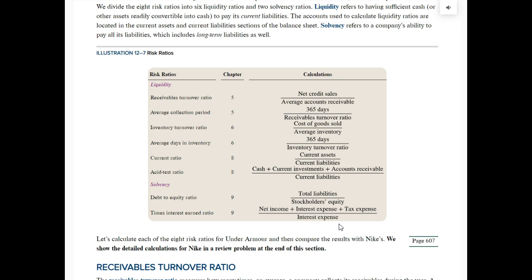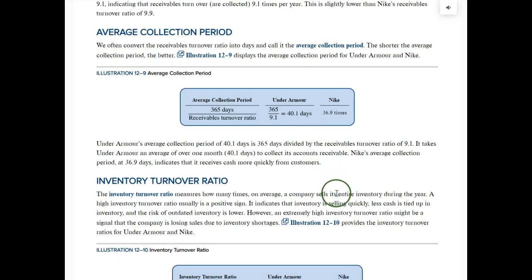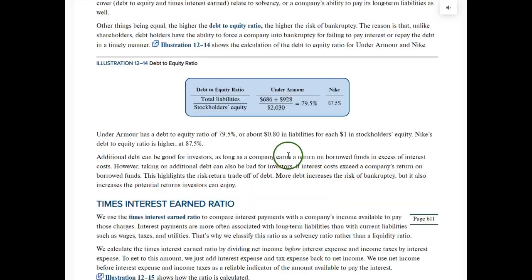None of these ratios are new. You can see the chapters where they came from. And now the examples down through here just shows you how to compute it. Again, we've done this before. Nothing new here. So you can review these when you have time.